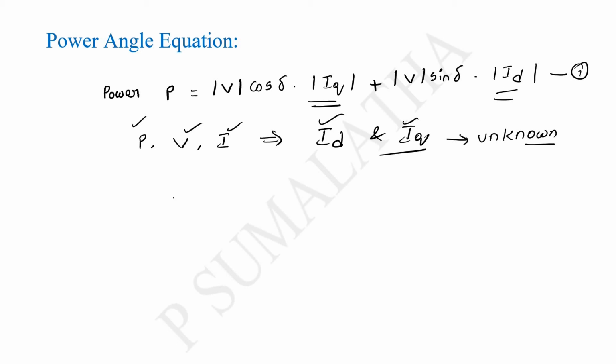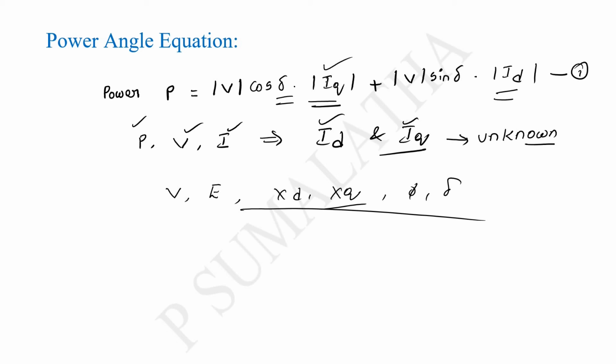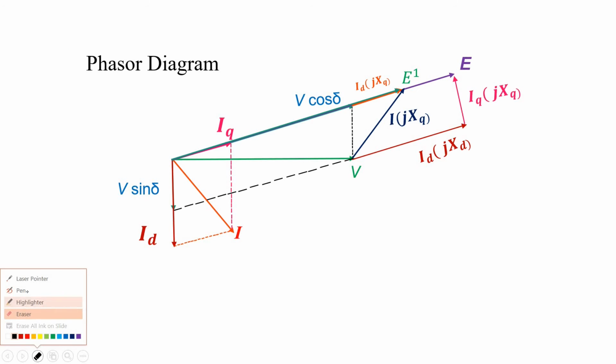So what are the known quantities here? The terminal voltage V and the excitation EMF will be given. XD and the XQ values we know, the load angle del, and the power factor values. So this much generally we'll be knowing. We won't be knowing the values of IQ and ID. How to convert these values means we should observe the relation between these quantities with respect to the other quantities. So from where we will get that relation? From the phasor diagram we can get the relations. Let us go back to the phasor diagram.